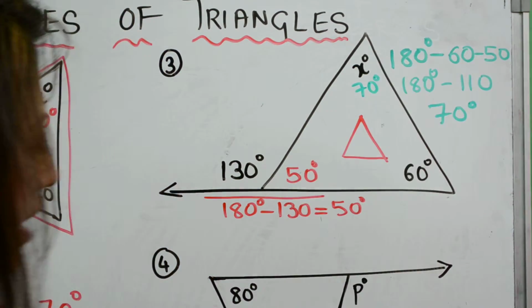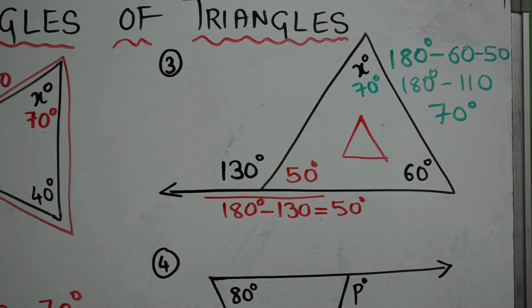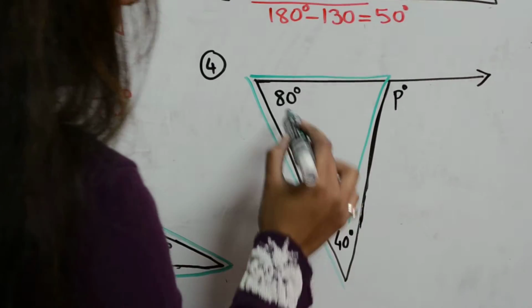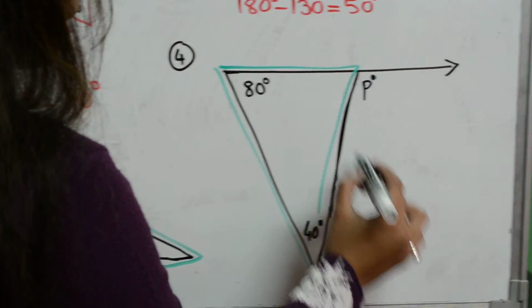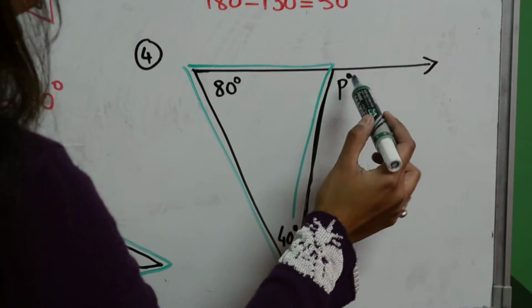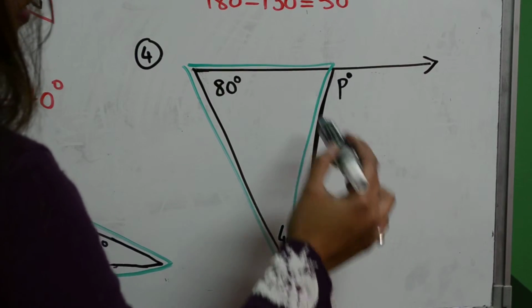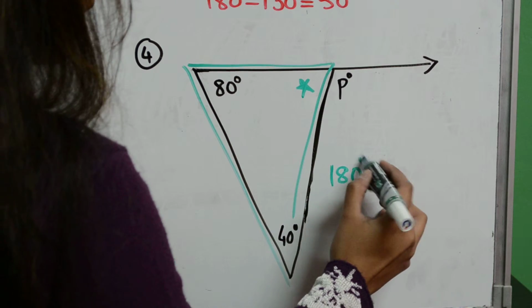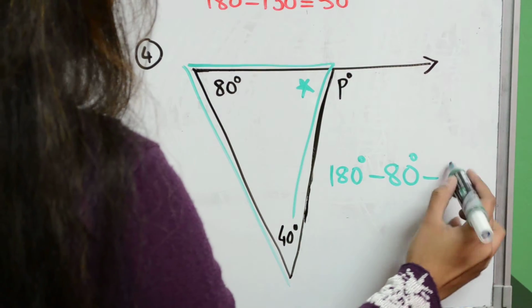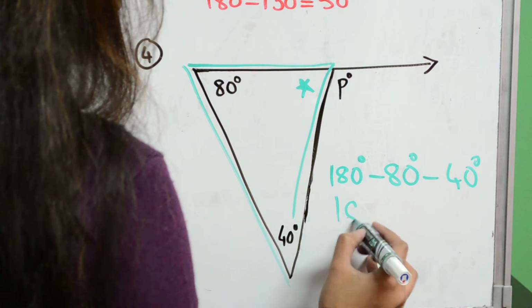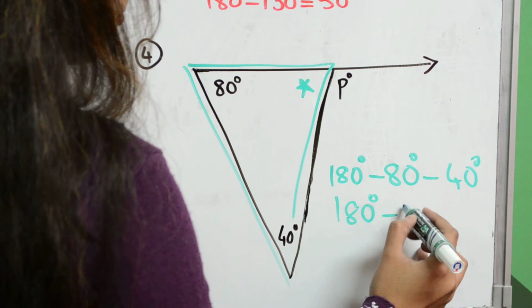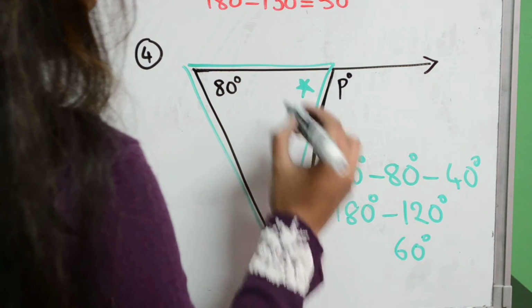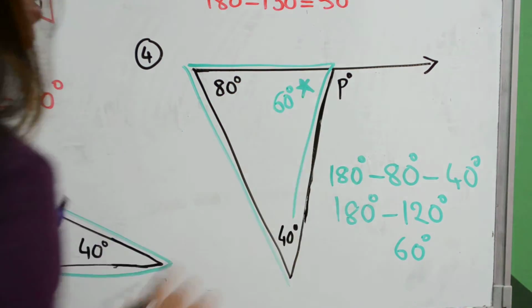Alright, so finally in this one, it's an inverted triangle. I have the triangle over here. I have 80, 40. And this one is missing. And the question is asking me for P. So first I need to find this one. So I have 180 minus 80 minus 40. That's 180 minus 120. So that gives me 60. So this one is 60.